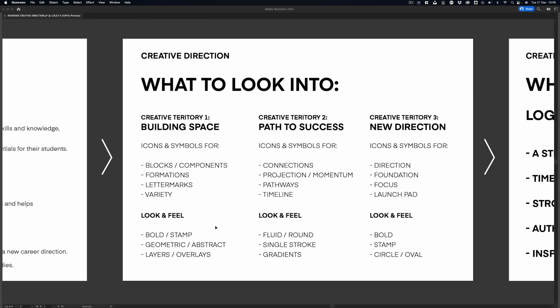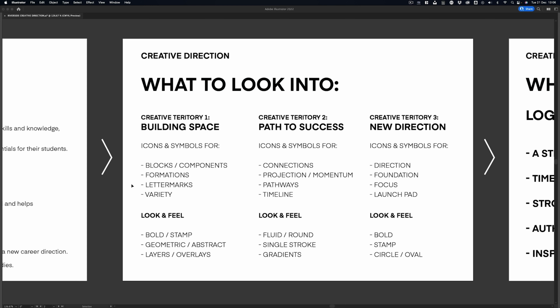And the look and feel for this one, I think, would be bold, have a sense of a stamp, geometric and abstract potentially. I think with blocks, it could be interesting to look at geometric shapes and how something could build, how the components could build together. That could be an interesting way to have it look and feel. And then layers and overlays. So here I'm going to look at some research and have a think about how it's going to look and feel. Now you can see that I've also considered this for the other 2 concept territories.